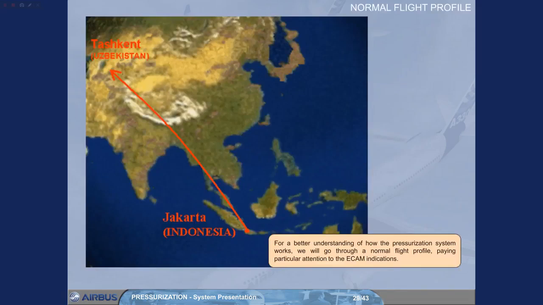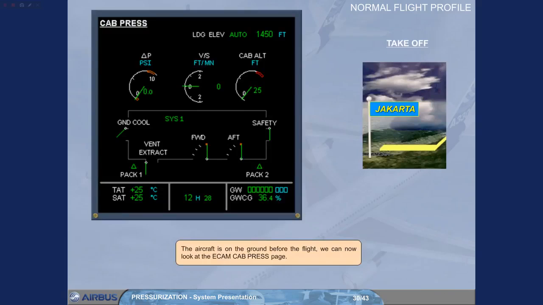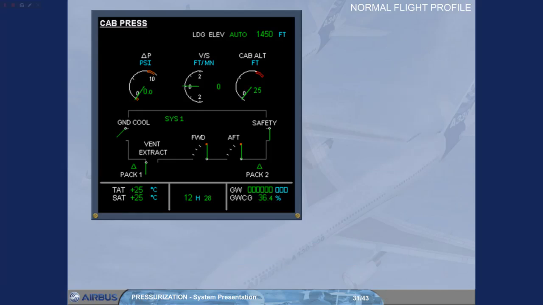For a better understanding of how the pressurization system works, we will go through a normal flight profile, paying particular attention to the ECAM indications. The aircraft is on the ground before the flight. We can now look at the ECAM cabin pressurization page. Observe that the outflow valves are fully open. The differential pressure is 0, there is no vertical speed, and the cabin altitude is indicating the field elevation of the departure airfield.